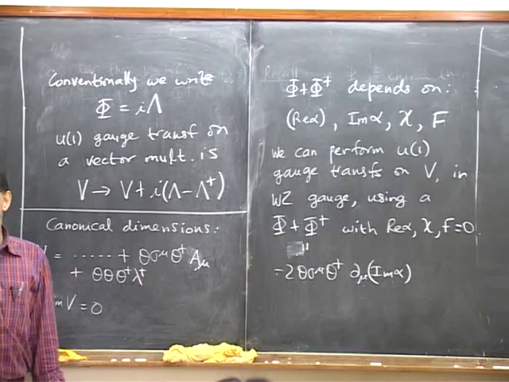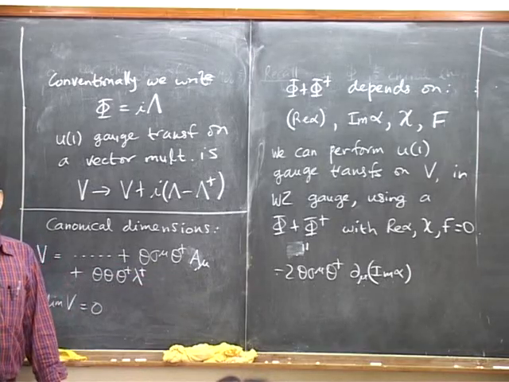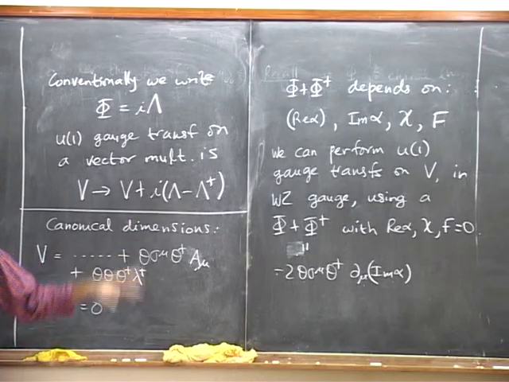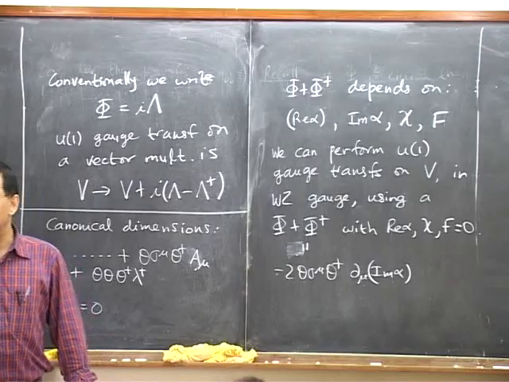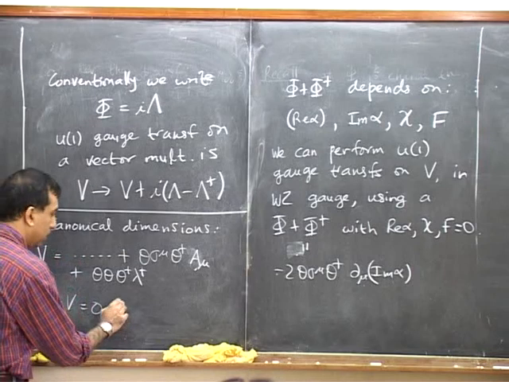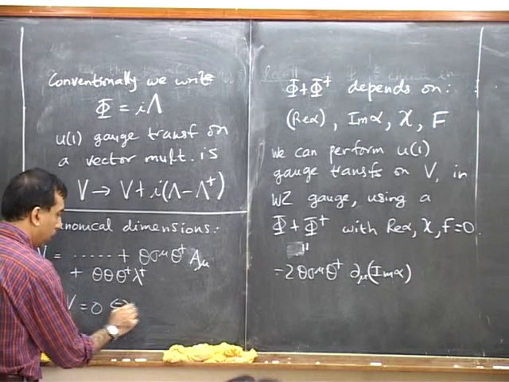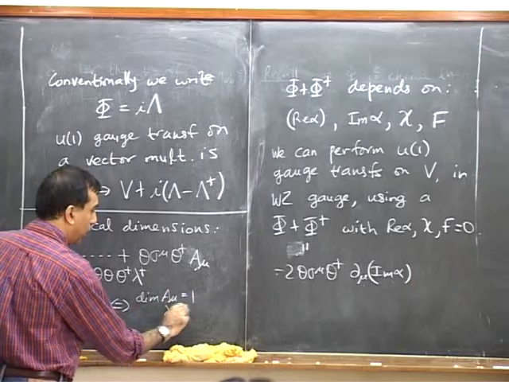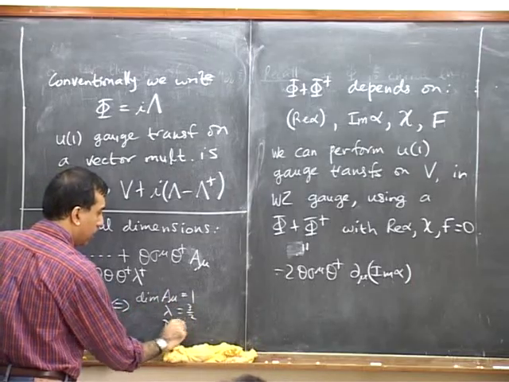And then the auxiliary field, the D field, has dimension 2. And we saw that dimension 2 is a good thing for an auxiliary field. It means that in the Lagrangian we get D squared. Okay. So this is equivalent to dimension of A mu equals 1, lambda is 3/2, D is 2.